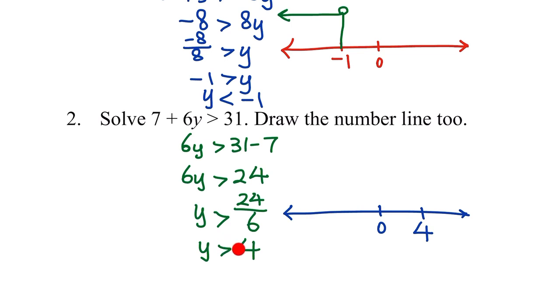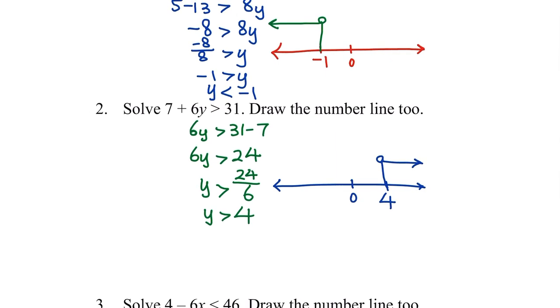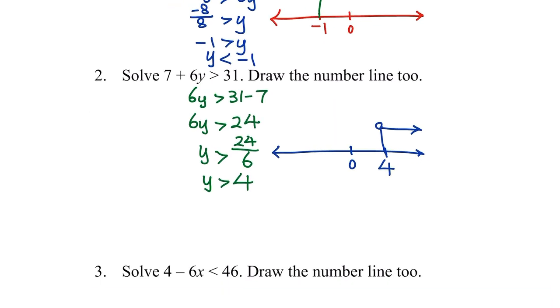So y is larger than 4 here. Okay, this means larger. So which side gets larger, left side or the right side? Yes, right side. And then do I blacken the circle or not? We blacken the circle when there is an equal sign. So that's it for question 2 as well. Let's continue to question 3.